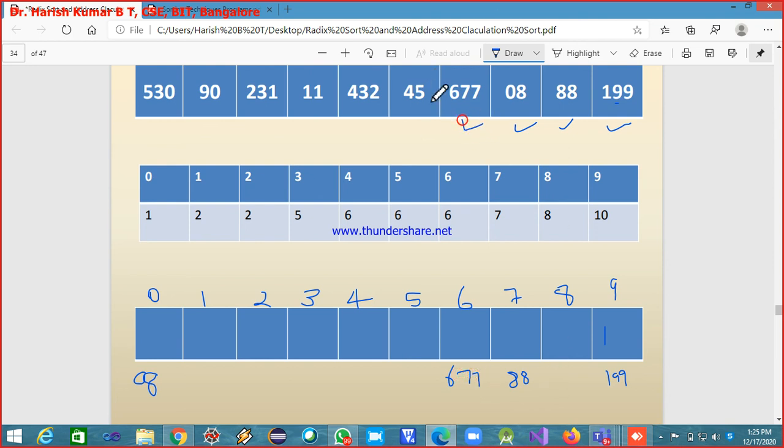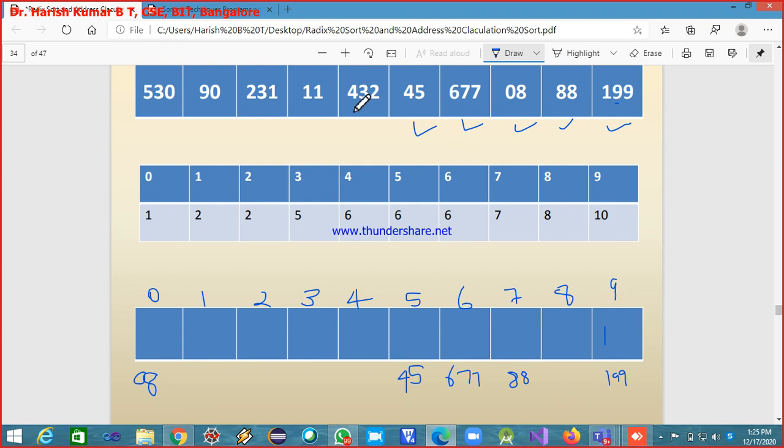I continue. I take 45. 4 is the digit in the tens place. So for 4 it is 6. The cumulative count is 6. Minus 1 is 5. That means 45 takes the position 5. Next, 45 is also done.